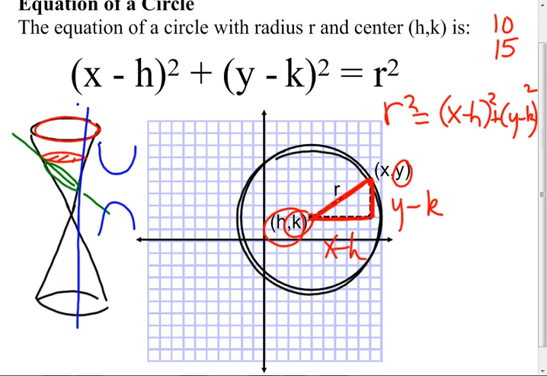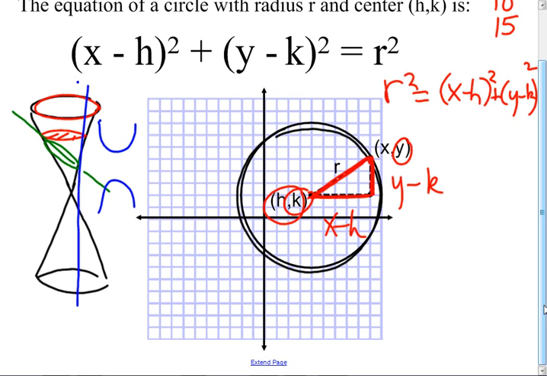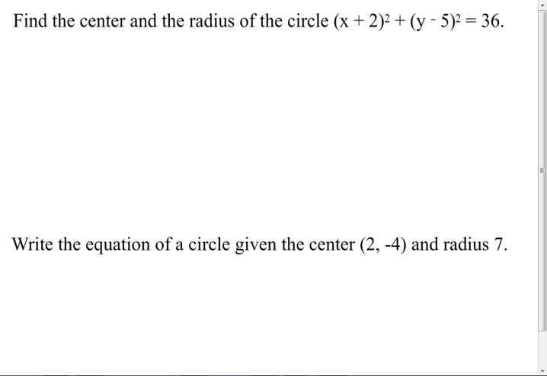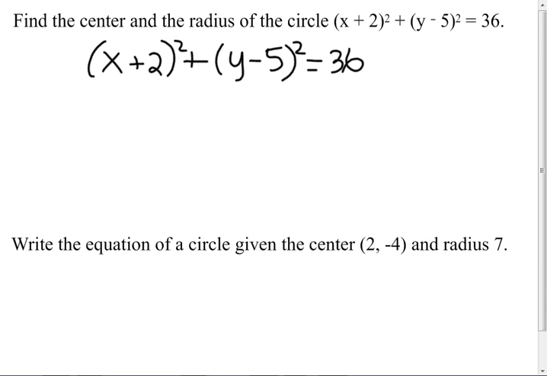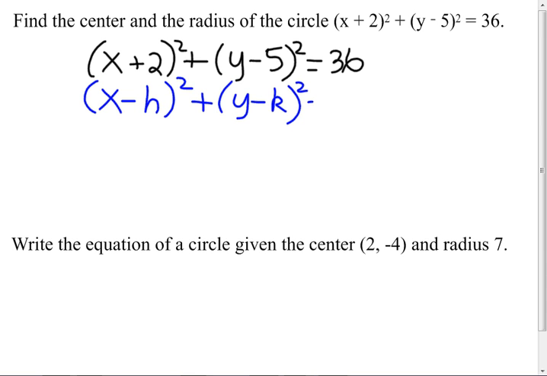Right now, circles are the most important ones. I believe they're on the ACT. So, that's all there is. How do you do a problem? Here's the problem. I'm going to rewrite it. This is (x plus 2) squared plus (y minus 5) squared equals 36. And now, underneath it, I'm going to put the formula for the area of a circle. It's (x minus h) squared plus (y minus k) squared equals r squared.